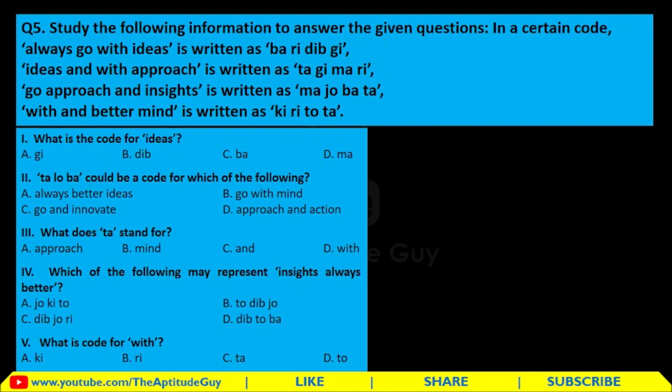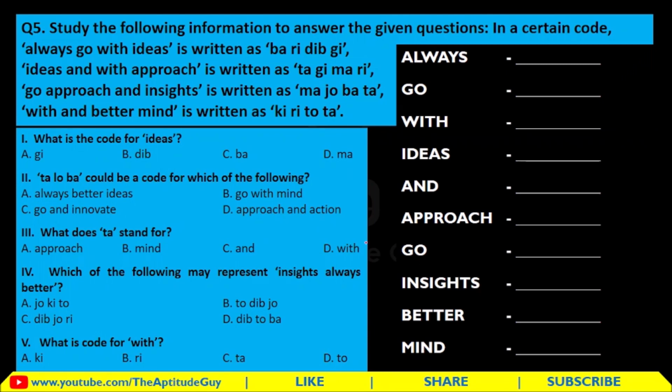Alright, let's do it. So first, as always, write down all the unique words over here. Now, again, the comparison. 1 2, 1 3, 1 4, and then 2 3, 2 4, and then 3 4. Let's begin. First we'll do 1 and 2. Always go with ideas and with approach. Alright, ideas is common, with is common.